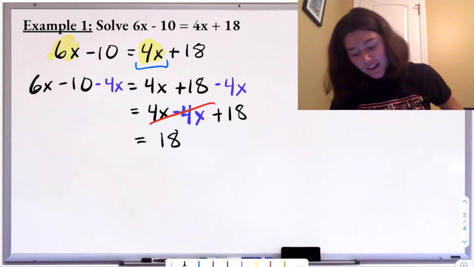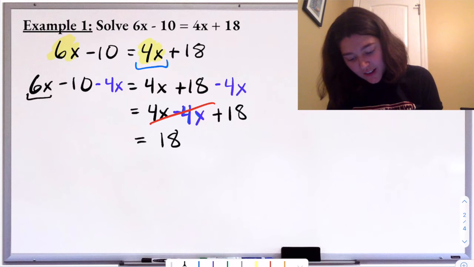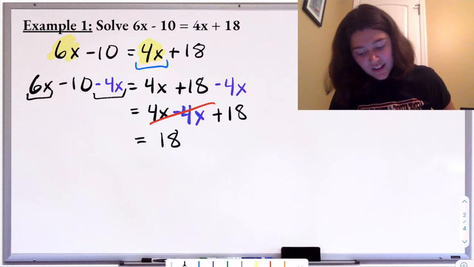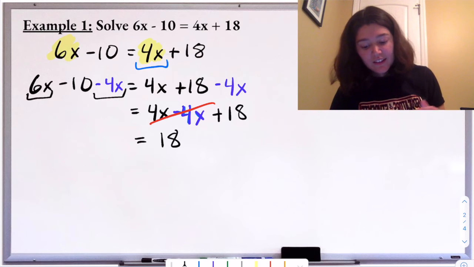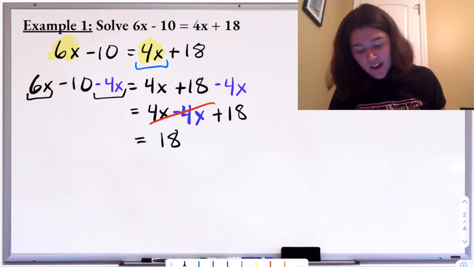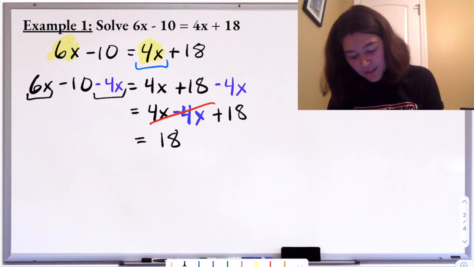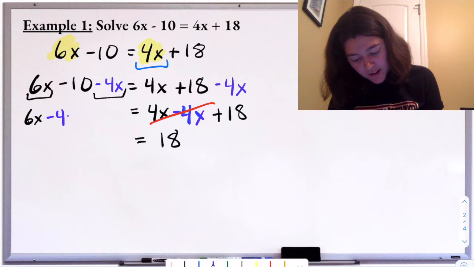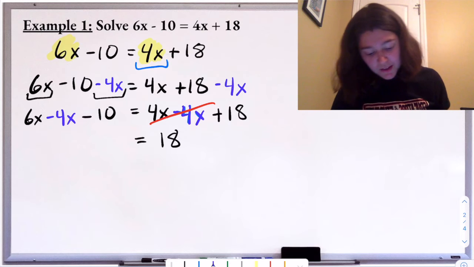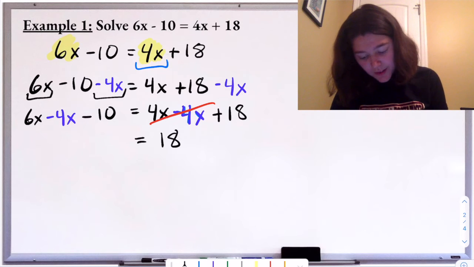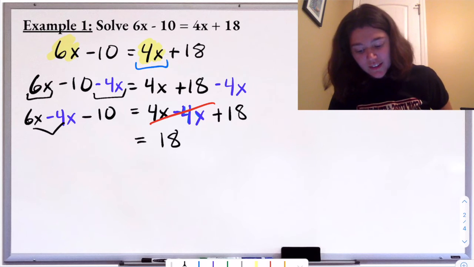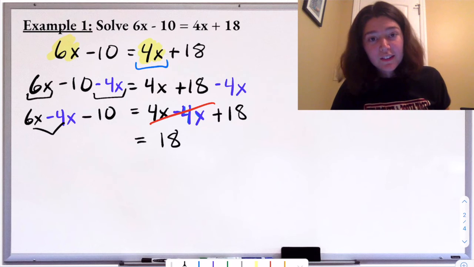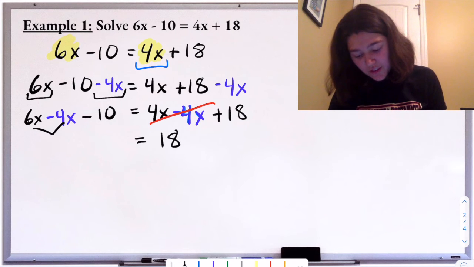And then if I go over to the left-hand side, I have 6x minus 4x. I could rewrite that as 6x plus a negative 4x. Either way, I just have to keep that sign. So I have 6x minus 4x, and then I still keep my minus 10. 6x minus 4x, those are like terms I can combine together. Right, 6 minus 4 is 2, or 6 plus negative 4 is 2. So this is just equal to 2x, and then I bring down minus 10.